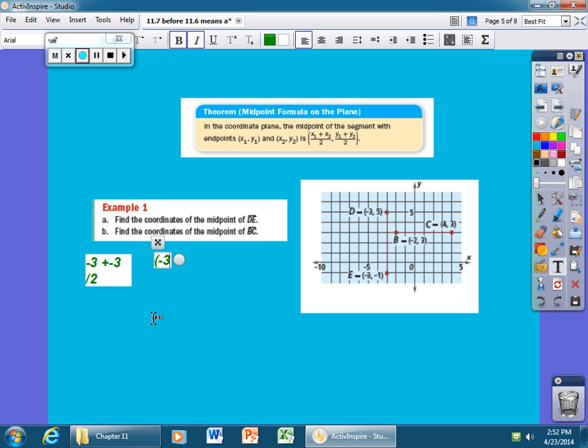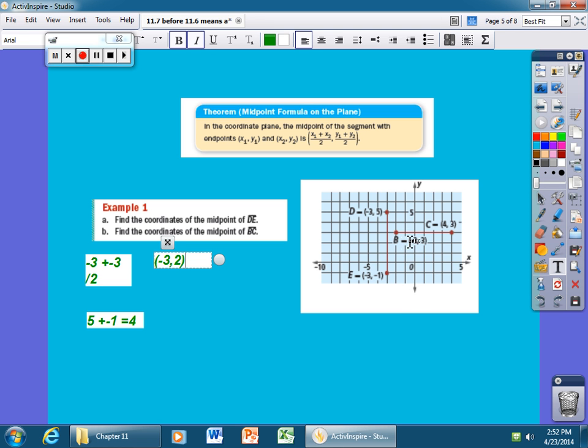Now the second coordinate of that midpoint, for the y, I would add my two y's together, which would be 5 plus -1. Well, 5 plus -1 is going to give me 4. 4 divided by 2 is 2. So the midpoint of that segment is the point -3, 2.